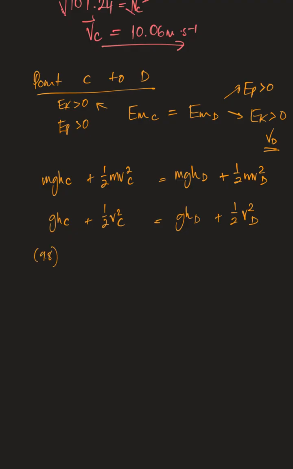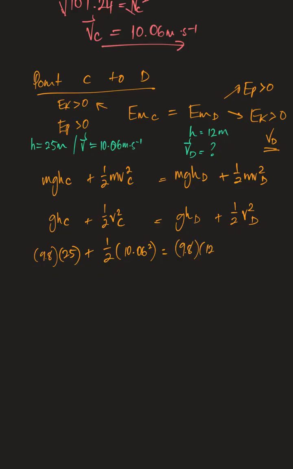Right, I've got 9.8 multiplied by, for C, sorry, I should actually have written this down. My height for C was 25 meters, but my velocity was equal to 10.06 meters per second. My height for D was 12 meters, and my velocity for D is unknown. Okay. So I've got a height here of 25 plus half. My velocity was 10.06 squared is equal to 9.8 multiplied by 12 plus half v squared d.